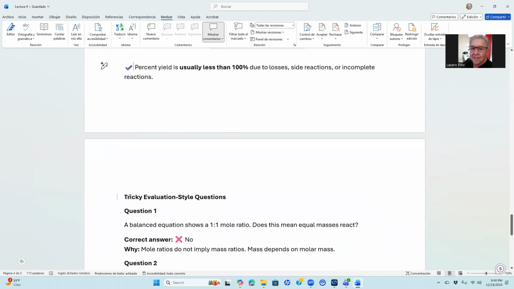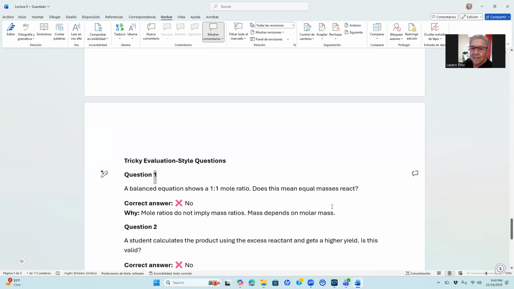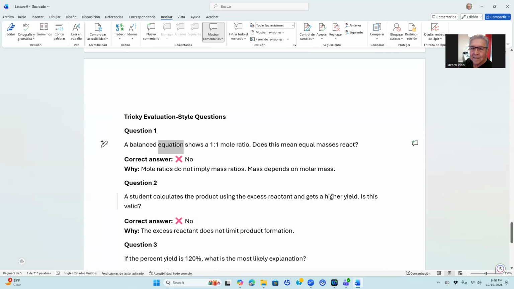Let's see some tricky evaluation style questions. Question 1. A balanced equation shows a 1-to-1 mole ratio. Does this mean equal masses react? Correct answer: no. Why? Mole ratios do not imply mass ratios. Mass depends on molar mass.